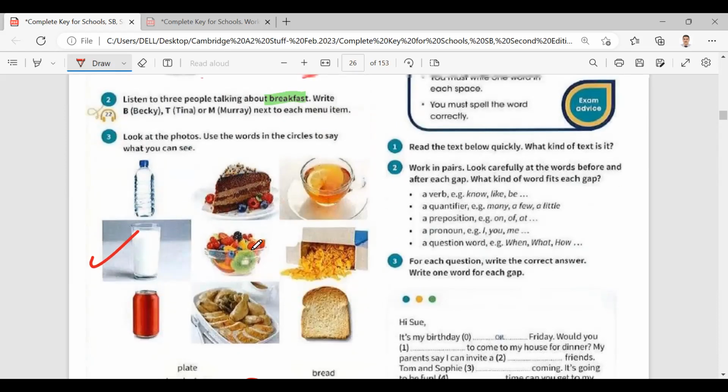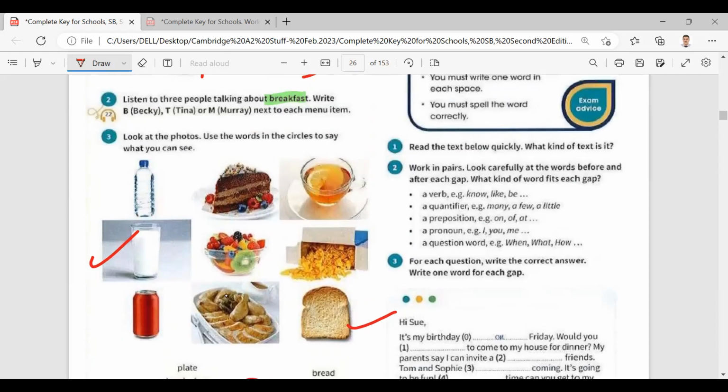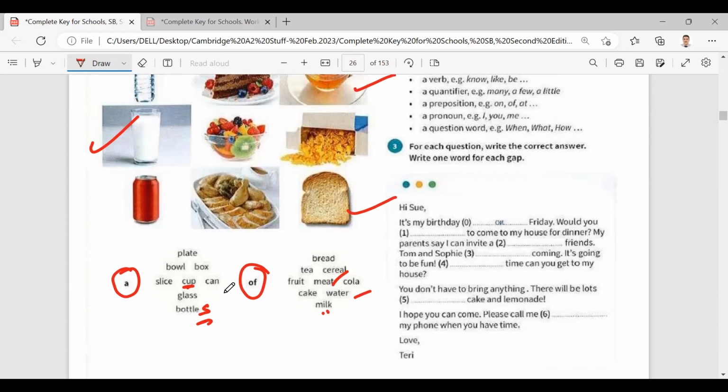Yes. What about slice? A slice of bread, as you see, meaning شريحة. Or a slice of meat, or a slice of cheese, or a piece of cheese. Both are right. What about cup? Here, as you see, a cup of tea, a cup of coffee. Another one. What about a bowl?